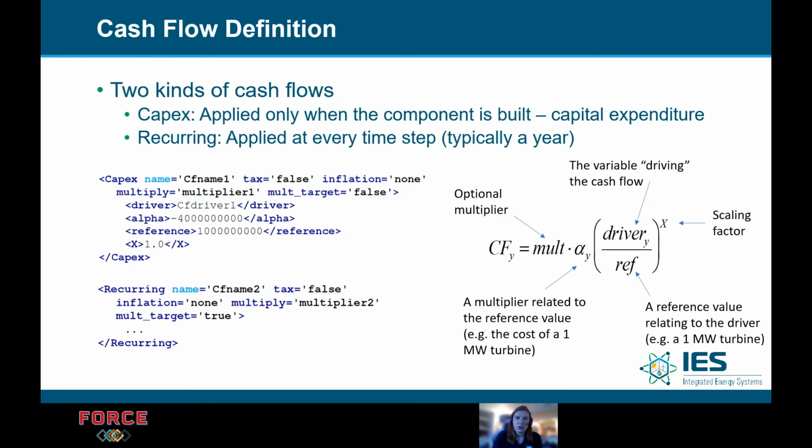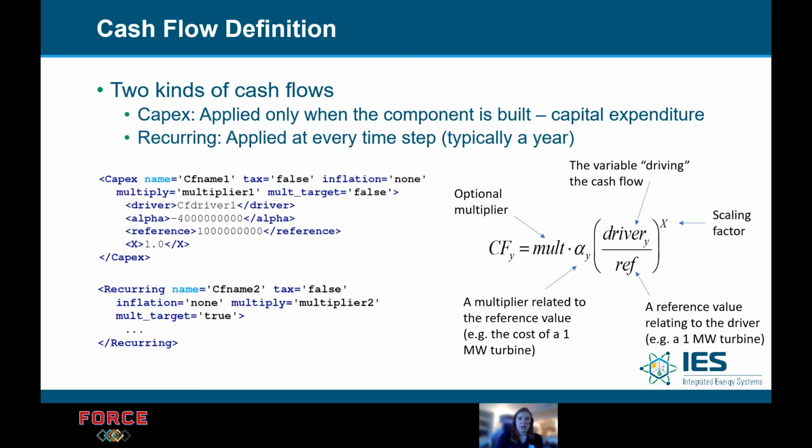So your cash flows are within your component blocks, and there's two kinds of cash flows that you have in TEAL. One is CapEx cash flow, so your capital expenditure, and that is applied only when the component is built. So that's at the beginning, and also anytime the component is rebuilt, it's going to apply that cash flow again. And then there's also the recurring cash flow, which is applied at every time step, which is typically a year, but depending on how you want to set it up, you could make it every month or so, because TEAL and RAVEN are both agnostic to units, so you can do whatever you need to do there.